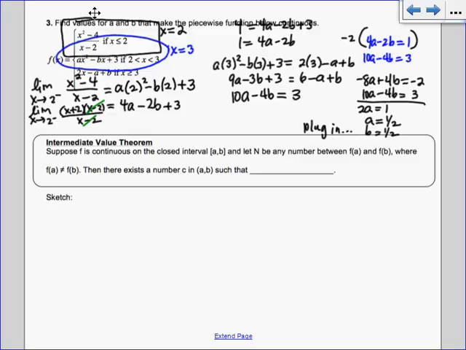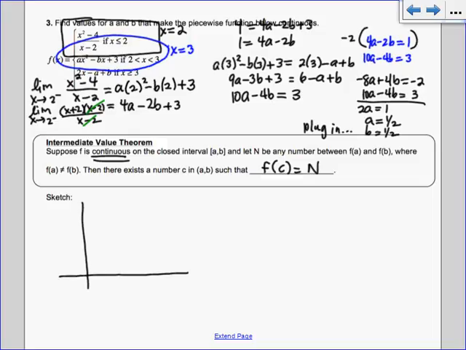So it says, suppose f is continuous on the closed interval. So underline continuous, that's important. And let n be any number between f of a and f of b, where f of a is not equal to f of b. Then there exists a number c in a to b such that f of c is equal to n. Okay, so this is a lot to memorize. So let me show you the picture, because the picture I think will make more sense. And I'll show you two pictures.